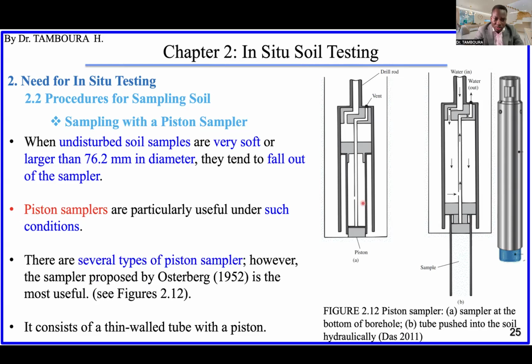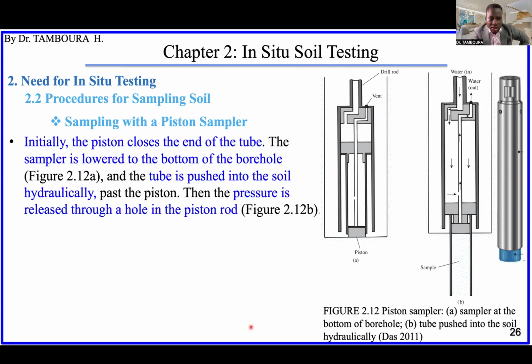As you can see, it is similar to the Shelby tubes, but with a piston. Initially the piston is here, close to this end of the tube, and then the sampler is lowered into the hole. The borehole is here. So you put it down. The sampler is in the hole.